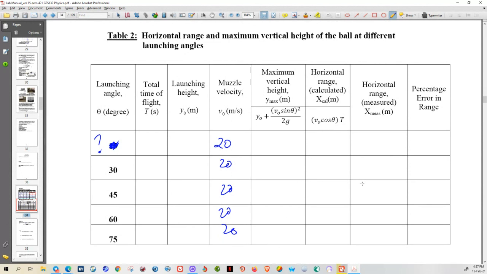Mohammed Samir, we will check the attendance again later. So make sure you are present. Okay? So again, the muzzle velocity, 20 meters per second.